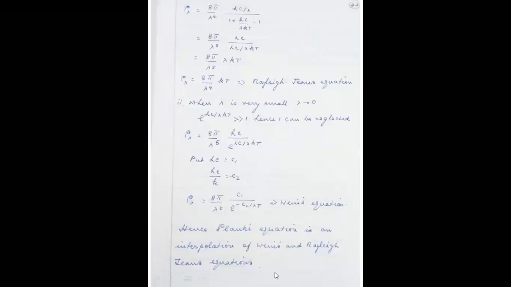For higher wavelengths, e power x can be assumed to be 1 plus x. So when you substitute 1 plus hc by lambda kT in the equation, you are getting 8 pi by lambda power 5 into lambda kT. So this lambda will get cancelled. You are getting exactly the Rayleigh-Jeans equation. So Rayleigh-Jeans equation holds good in the higher wavelength region, and in the higher wavelength region, Planck's equation itself becomes a Rayleigh-Jeans equation.